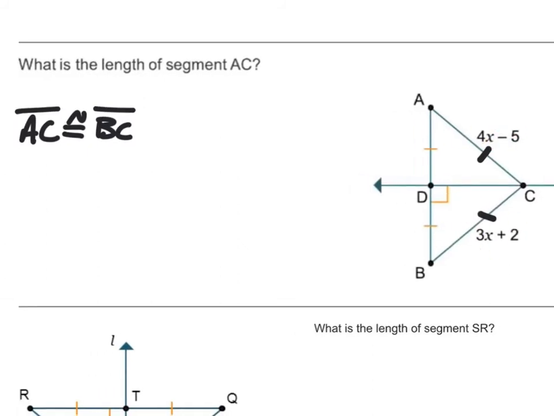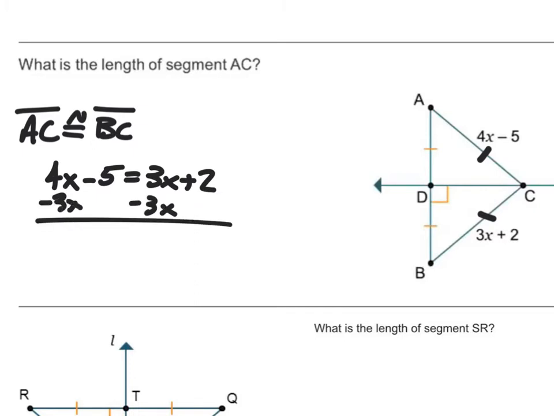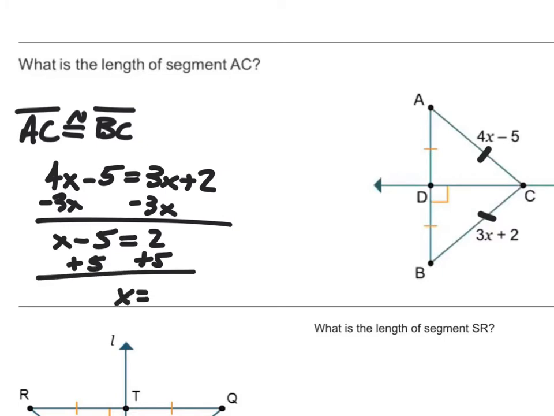And therefore I can set these two expressions equal to each other. If I want to figure out what AC is, I need to find out what x is, and so I need to set up an equation for that. And so I'm just going to write 4x minus 5 is equal to 3x plus 2. Okay, and if I subtract 3x from both sides, then I get that x minus 5 is equal to positive 2. So I'm going to add 5 to both sides, and then I get that x is equal to 7.